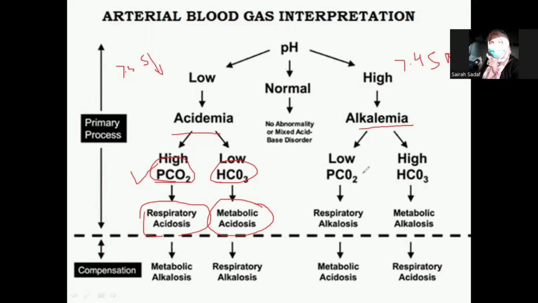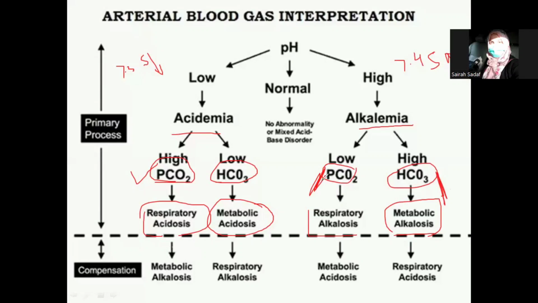Now, coming to the other side, when there is alkalemia, or you can say alkalosis, either the acid is low or the alkali is high. When the acid is low, because it is a respiratory acid, we call it respiratory alkalosis. And when the bicarb is high, or you can say the alkali is high, it is known as metabolic alkalosis. Anything related to bicarb will be metabolic, and anything related to PaCO2 will be respiratory.